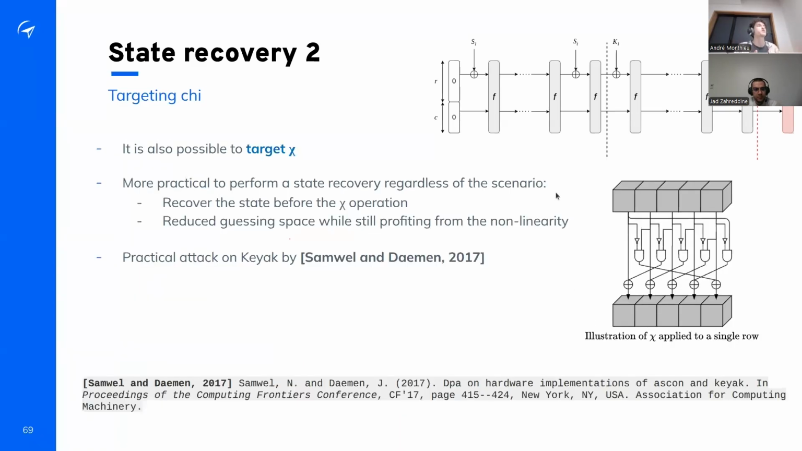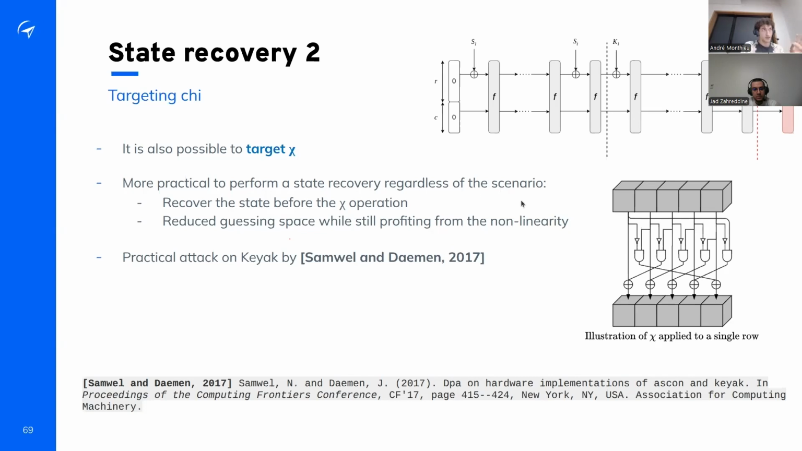Yeah, so that was it for state recovery 1. And for state recovery 2, Jad mentioned that there is one nonlinear operation, which is chi, and that it could be very beneficial for differential attacks. As we know, we love to target the S-boxes in AES. So we may want to profit from this nonlinearity.